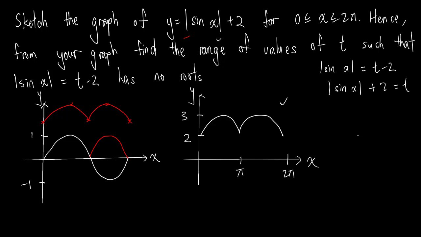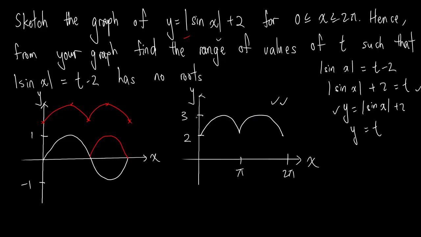And the question asks, what is the range of t such that this equation will have no roots? In other words, they are asking, what is the range of t so that y equals modulus sine x plus 2 and y equals t will not intersect with each other. Alright, so we have drawn this graph, which is this one. Now we just need to find where we should put our t so that it won't intersect with this curve.